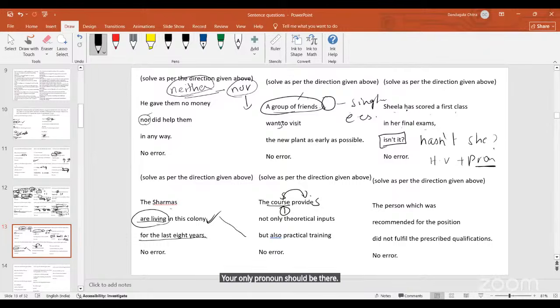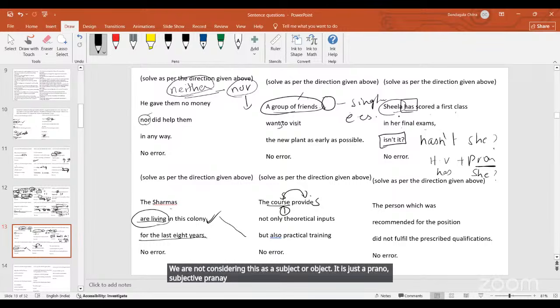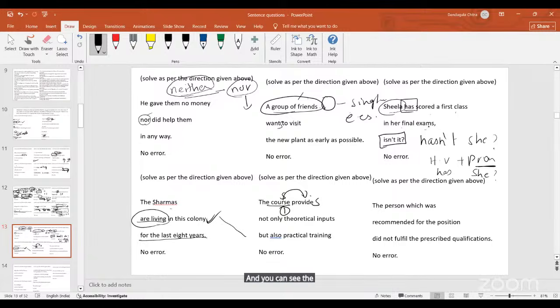So here what is the helping verb? As it already contains has, has is the helping verb. And what is the pronoun for Sheila? She. It's not her. We are not considering this as a subject or object. It is just a subjective pronoun only. And you can see the whole sentence is a positive statement. She has scored. Nowhere can we find the word not. So simply hasn't she. Hasn't she is the right question tag.